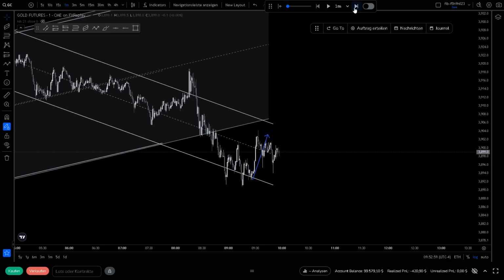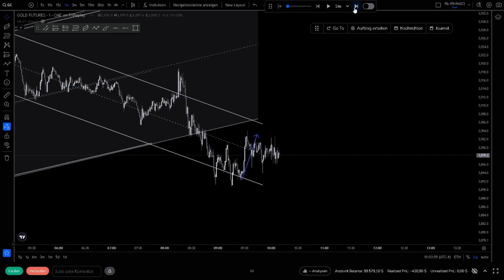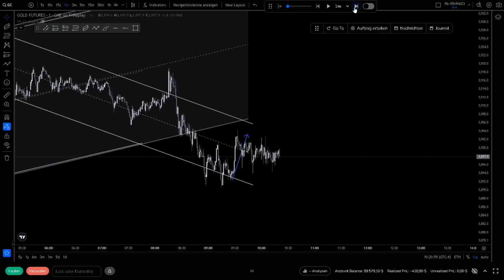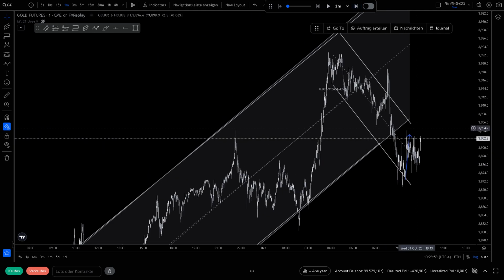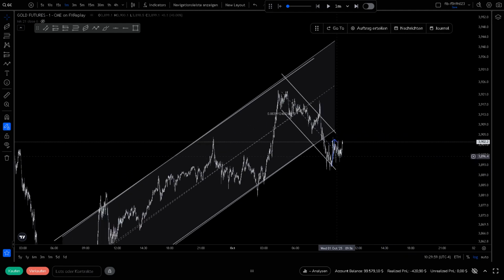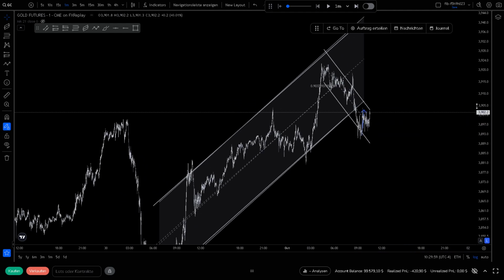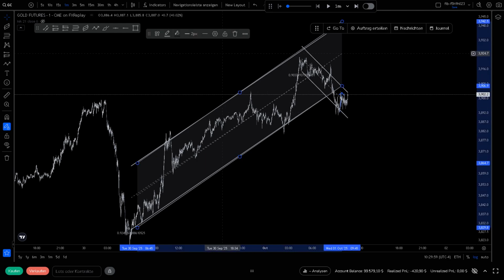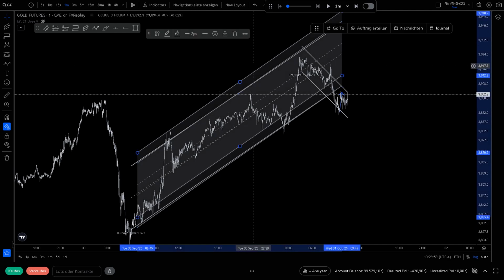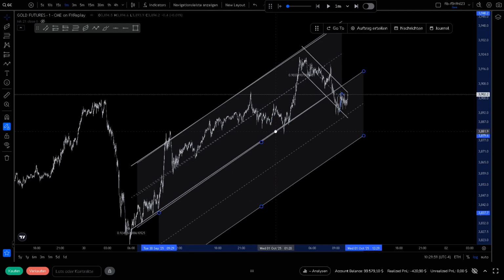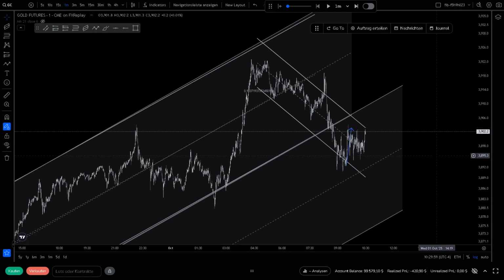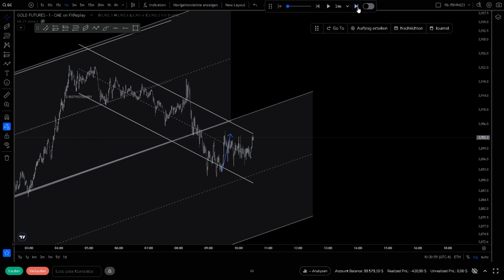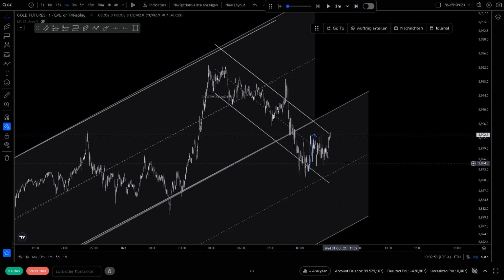But now, we're gonna continue a little bit further actually. So I believe we're going to the middle line there.